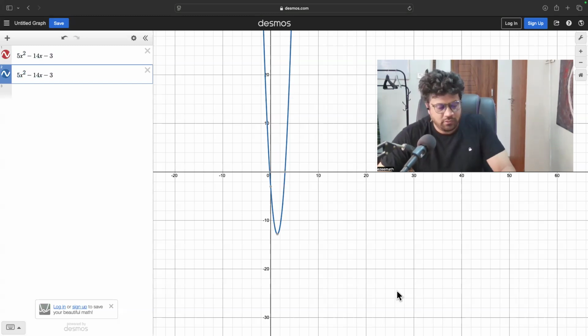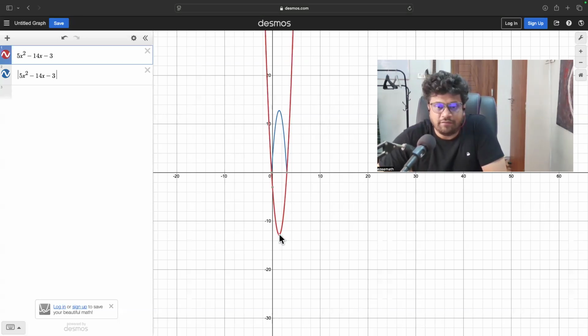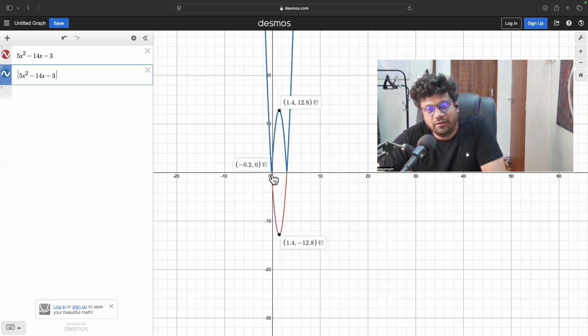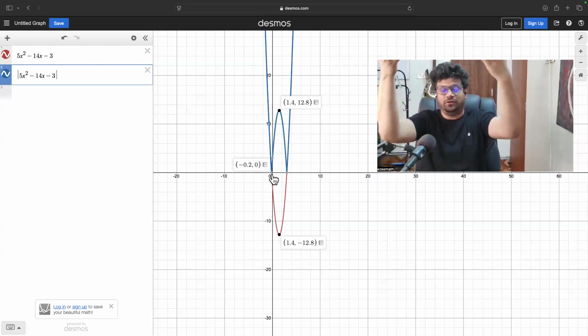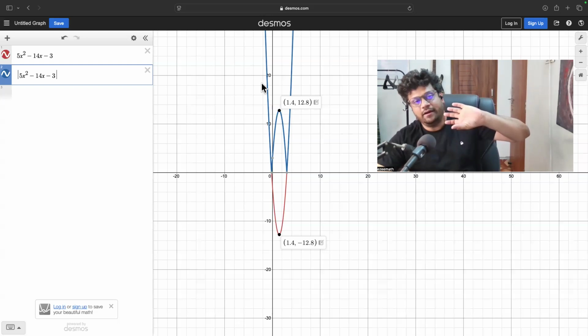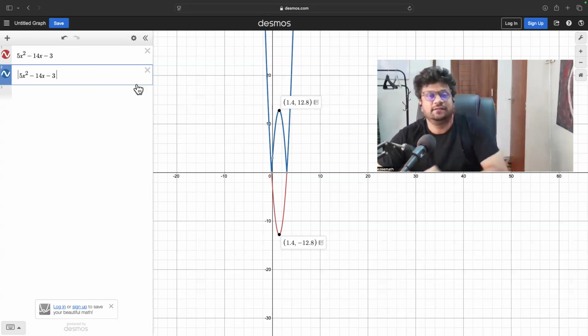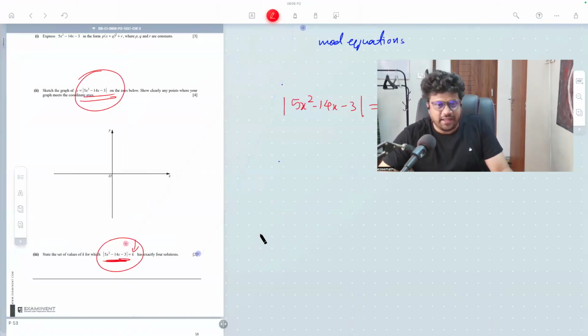So let's introduce the mod of the quadratic into the grid there. And there it is. As you can see, the vertex which was at 1.4 and negative 12.8 is at 1.4 and positive 12.8. The whole graph flips. The negative part of the graph flips towards the positive y, and it's known as the flip about the x-axis. Okay. Now let's come to the equation they have asked.